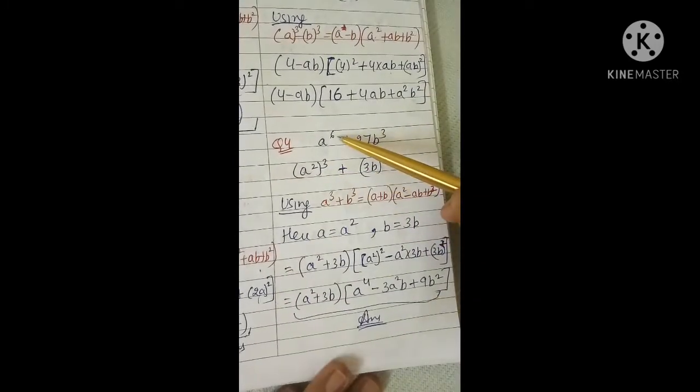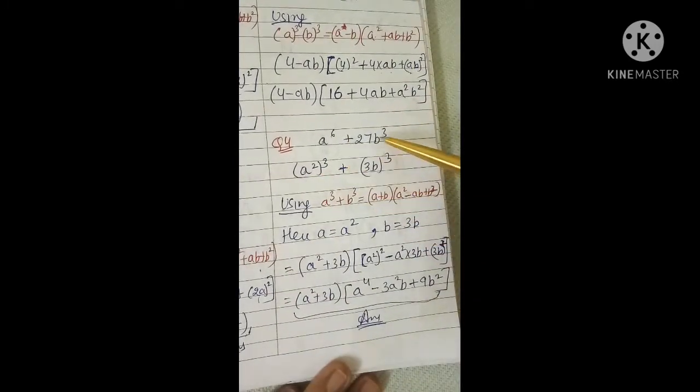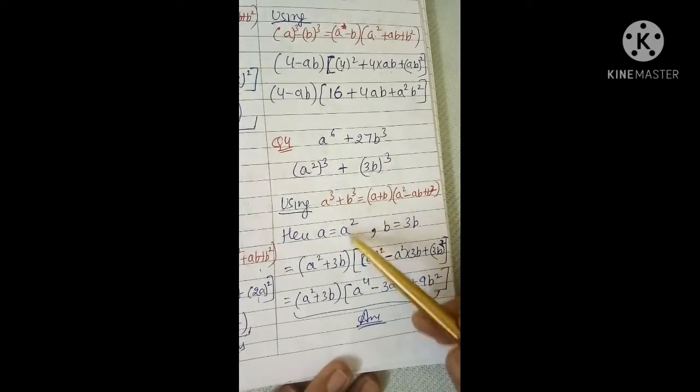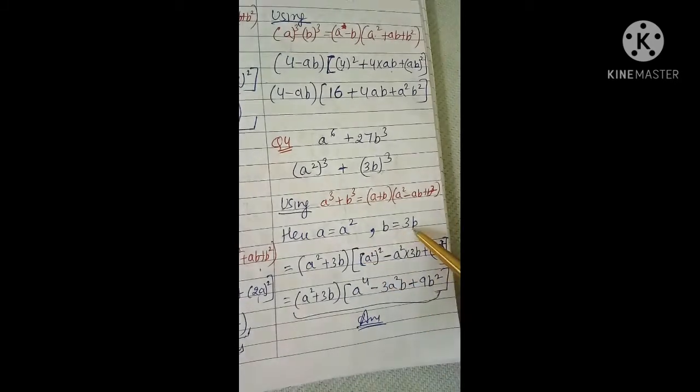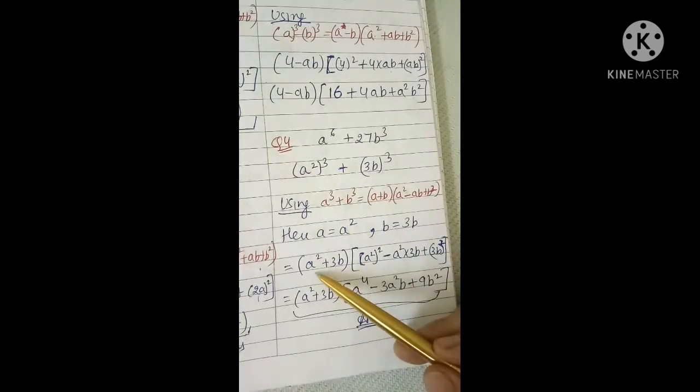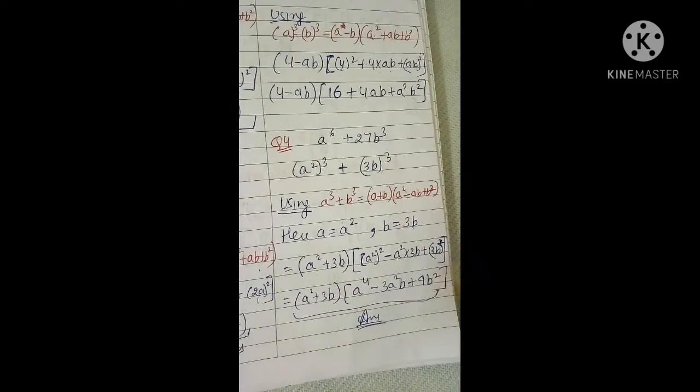Just see the fourth sum also. Here power is 6, you can write a square whole cube, 3b whole cube. Again apply the formula a cube plus b cube. In place of a square, in place of b 3b. Simply apply the formula and we get the answer.